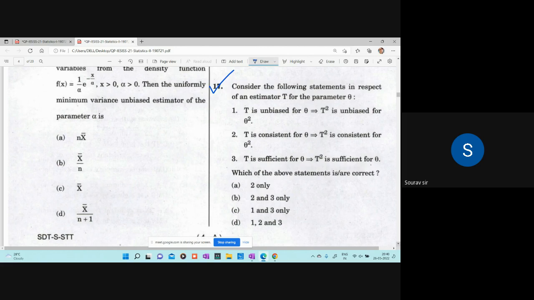If t is unbiased for theta, then t square will also be unbiased for theta square. If t is consistent for theta, then t square will also be consistent for theta square. And if t is sufficient for theta, then t square will also be sufficient for theta square. Which of the above statements are correct? All the above, 1 2, 2 3, these combinations are given. So can you tell me?